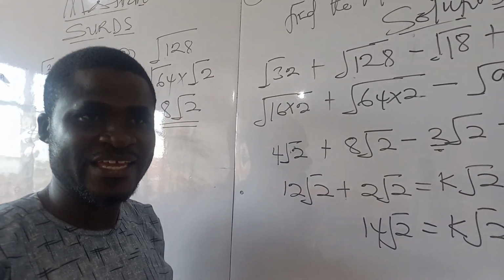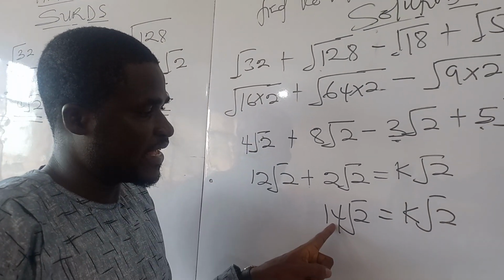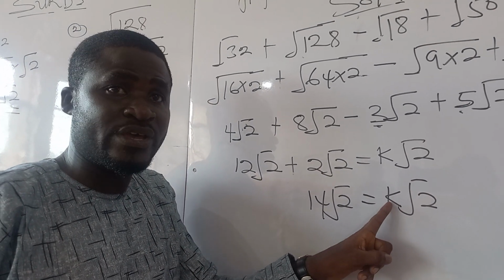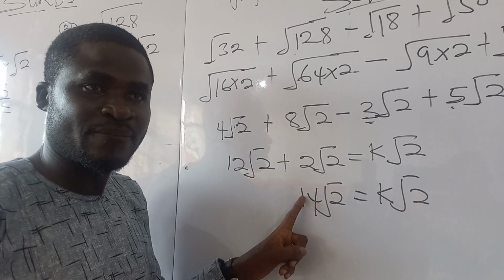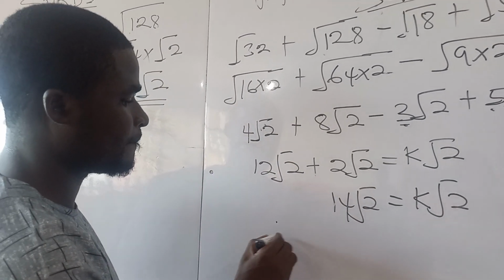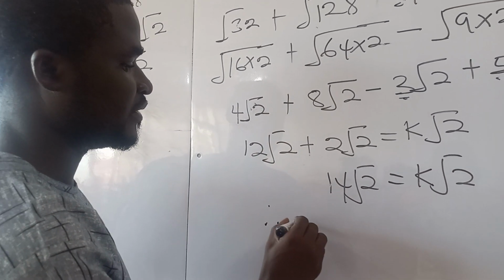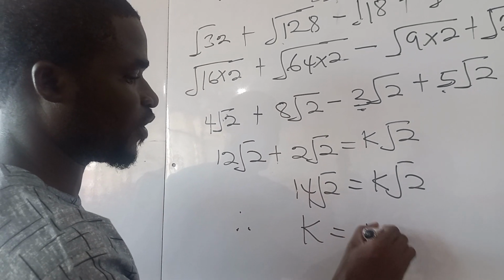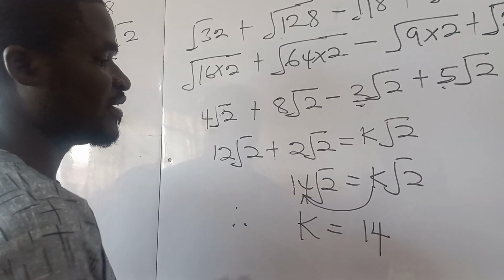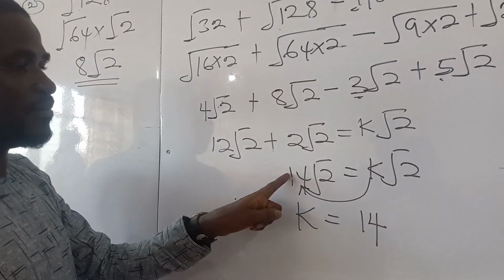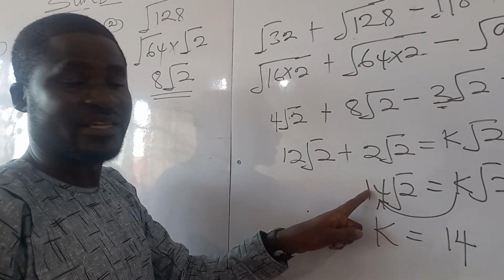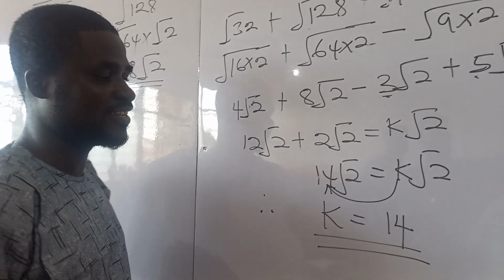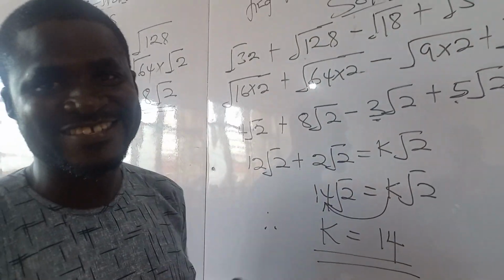So we should find k. Now, the value here is equivalent to the variable here. So k is equal to 14. Therefore, k is equal to what? 14, because the k here is the same as the 14. So, therefore, the value of k is equal to 14. That's all about Surds.